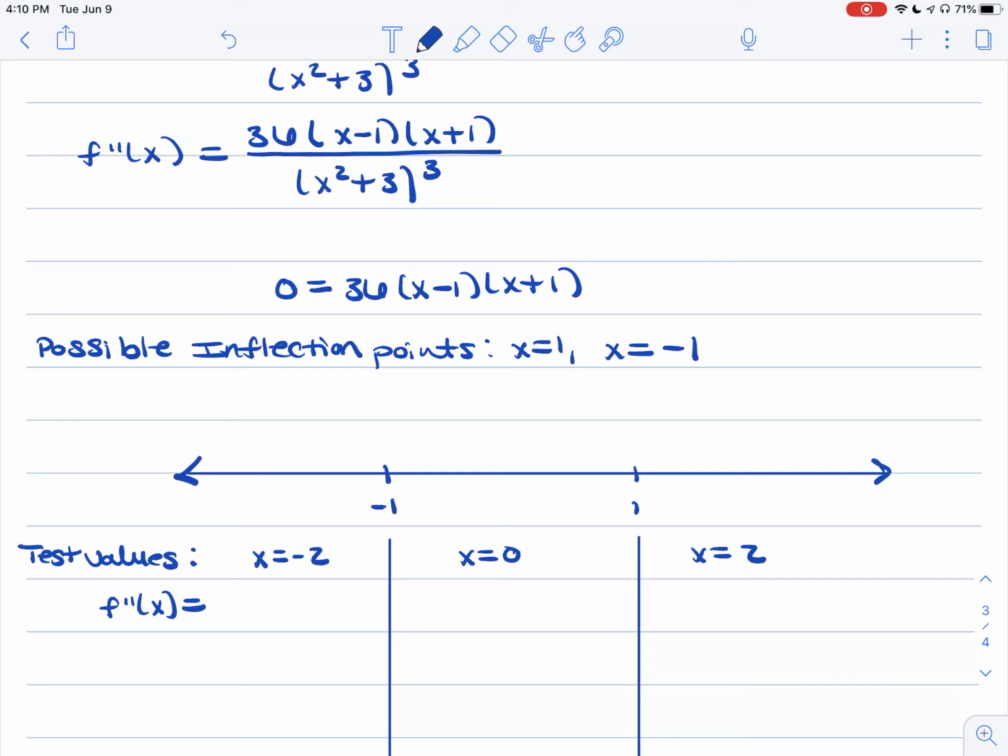Just waiting on my calculator to load. Okay. All right, so if we plug in a -2, I got 108 over 343. I plug in a 0, I get -4 over 3. And if I plug in a 2, I get 108 over 343.